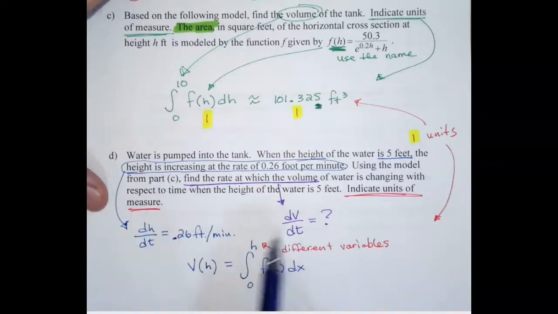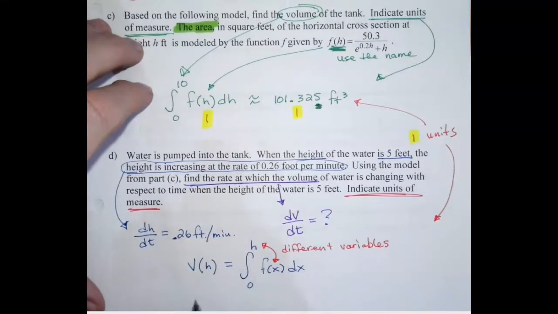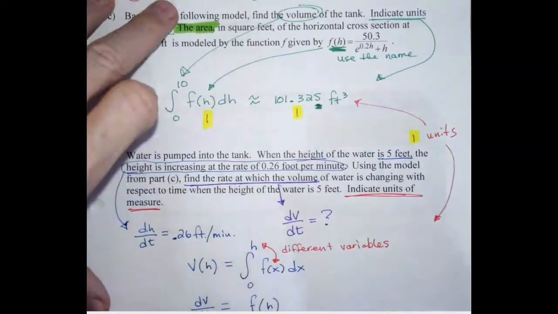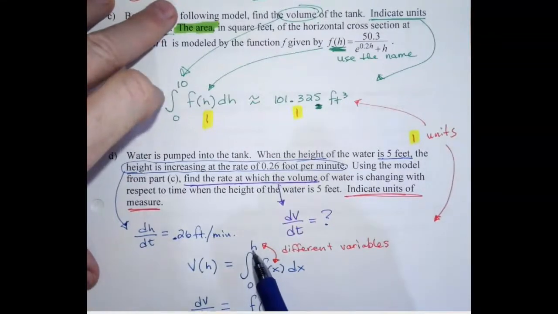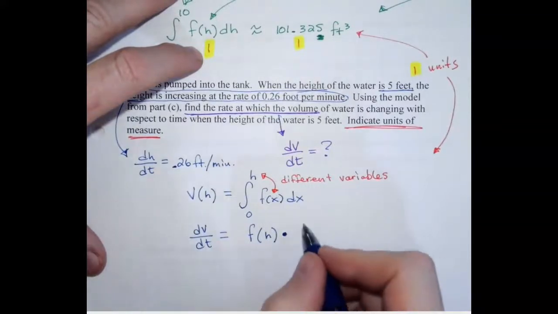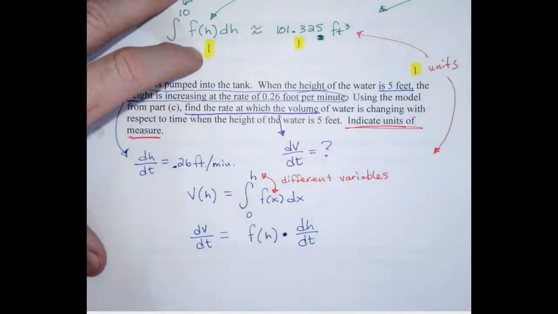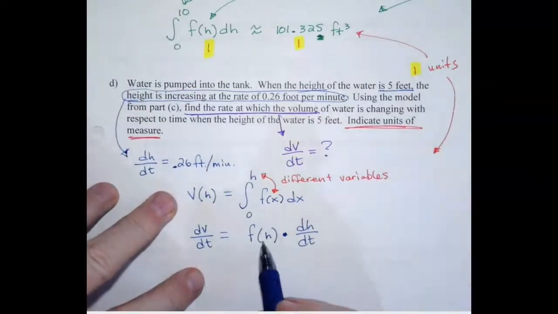We want to find dV/dt, so we need to take the derivative of both sides with respect to time. So that means this is going to be dV/dt. And here, when you take the derivative of an integral, you just plug it in. So that's going to be f of h. But you don't just plug it in, you also have to multiply by, right, the chain rule. You have to apply the chain rule. So we're going to have to multiply that by dh/dt. That's the derivative of that. Okay? And then we were told to evaluate that at 5.